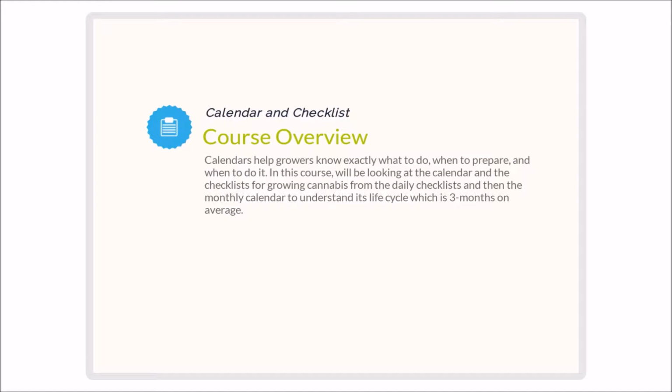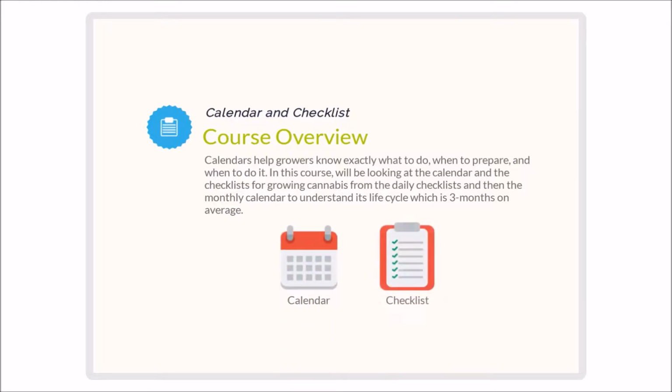Calendars help growers know exactly what to do, when to prepare, and when to do it. In this course, we will be looking at the calendar and the checklists for growing cannabis, from the daily checklists and then the monthly calendar to understand its life cycle, which is 3 months on average.